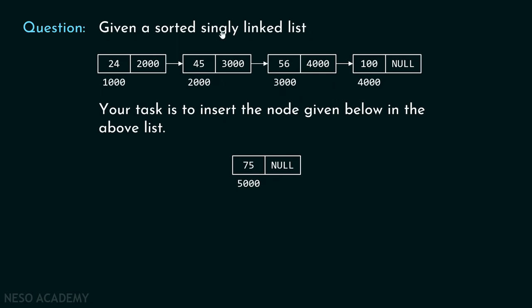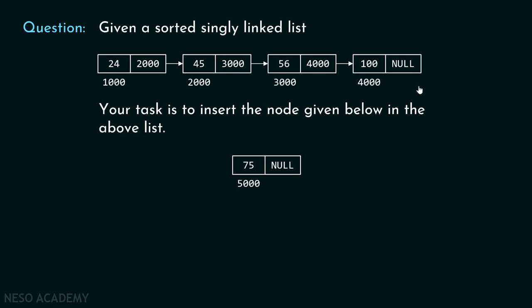Let me tell you that this is a sorted singly linked list. Whenever we try to insert a new node in a sorted singly linked list, we must place that element in such a way that it will not affect the order of the elements. This is very important. Here you can see that the first element is 24, second element is 45, third element is 56, and fourth element is 100. If we try to place this 75 in this list, then we have to place it after 56, right? Then only you would be able to say that the elements are arranged in ascending order.